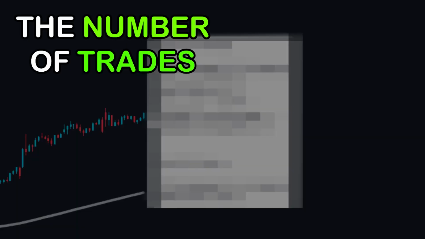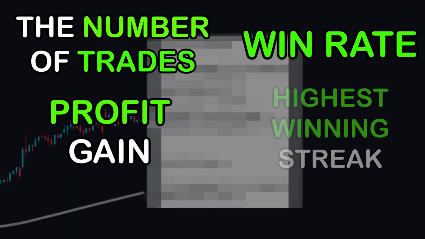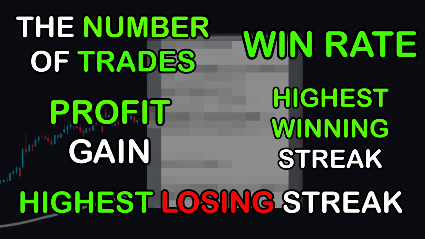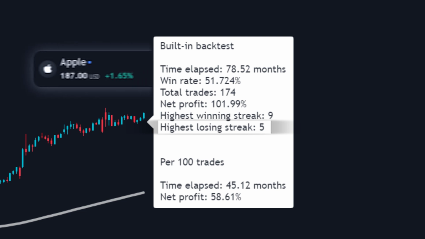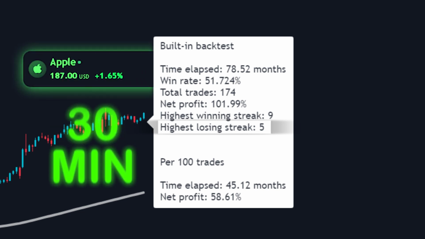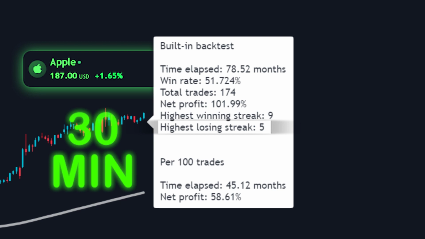The script will display a custom dashboard that shows you the number of trades, win rate, profit gain, highest winning streak, and highest losing streak. The script found a total of 174 trades, with a win rate of 51%. This strategy had a highest winning streak of 9 trades in a row and highest losing streak of 5 trades in a row. Therefore, this would have been a successful asset to trade on the 30-minute time frame using this highly effective MACD strategy in combination with the ATR indicator.